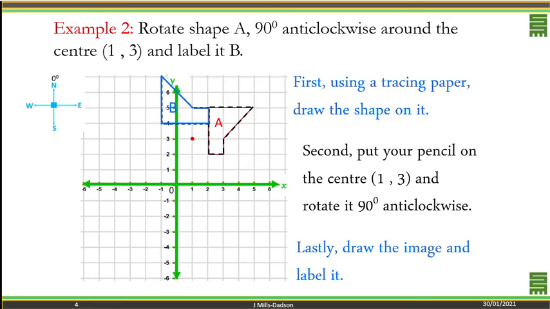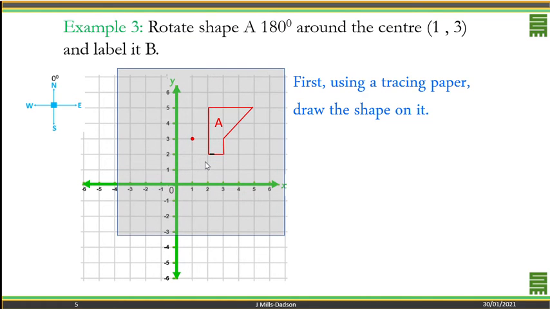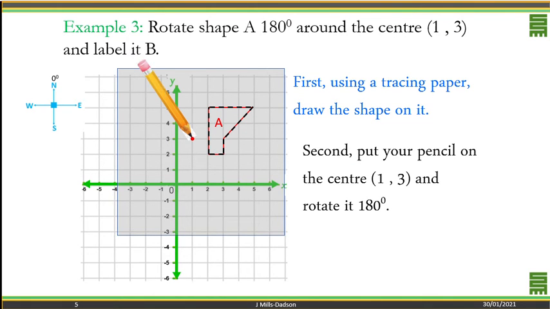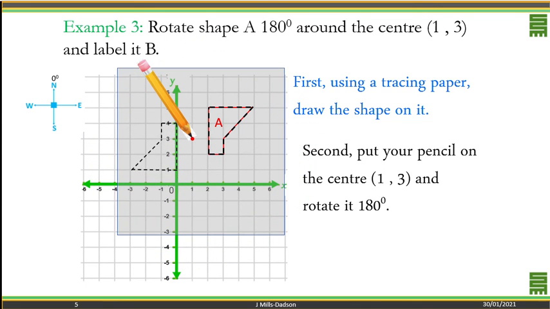Okay, so we talk about 90 degrees clockwise, 90 degrees anti-clockwise. Let's look at 180 degrees. Okay, 180 degrees, we don't care about whichever movement, clockwise or anti-clockwise. So you want the north to be facing south. This top bit should be facing downwards. Tracing paper to draw. Put your pencil on the center. Turn until the top faces the bottom. Simple as that. Take the tracing paper off and draw.